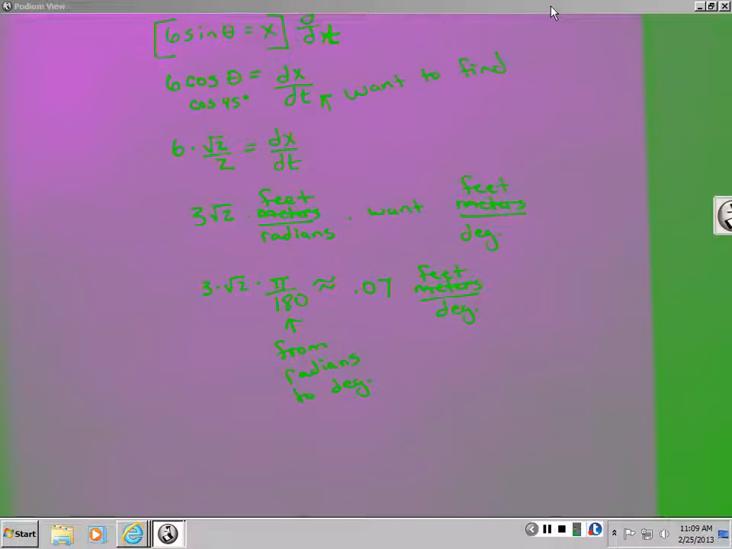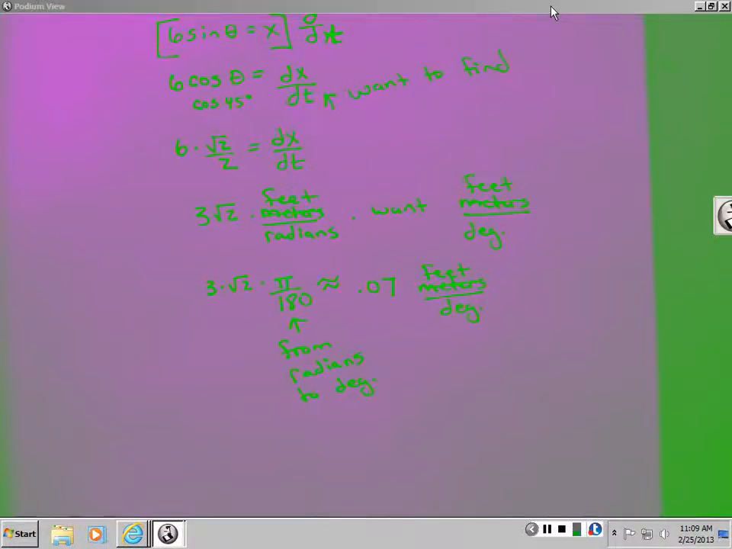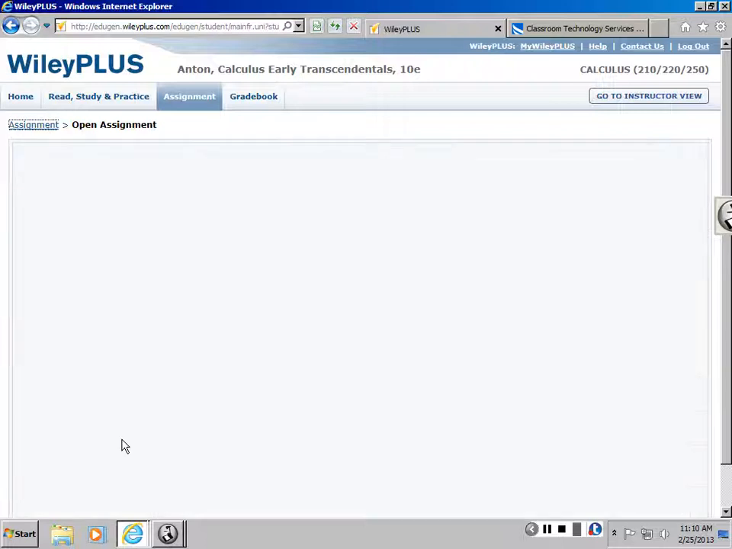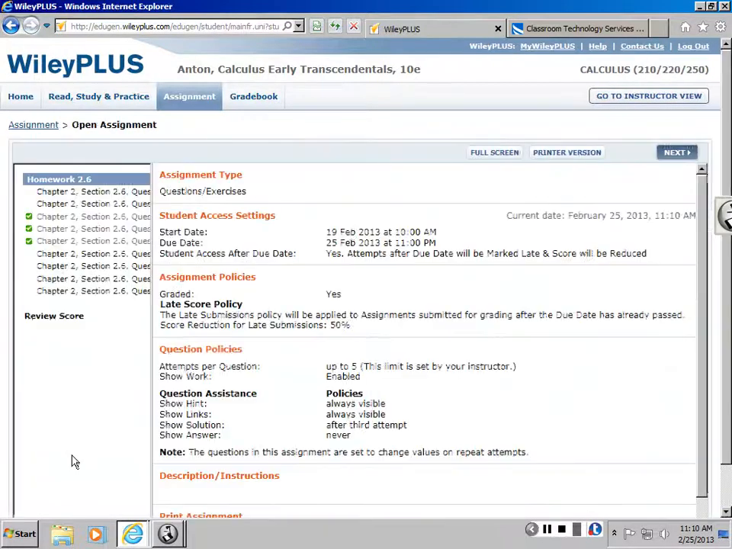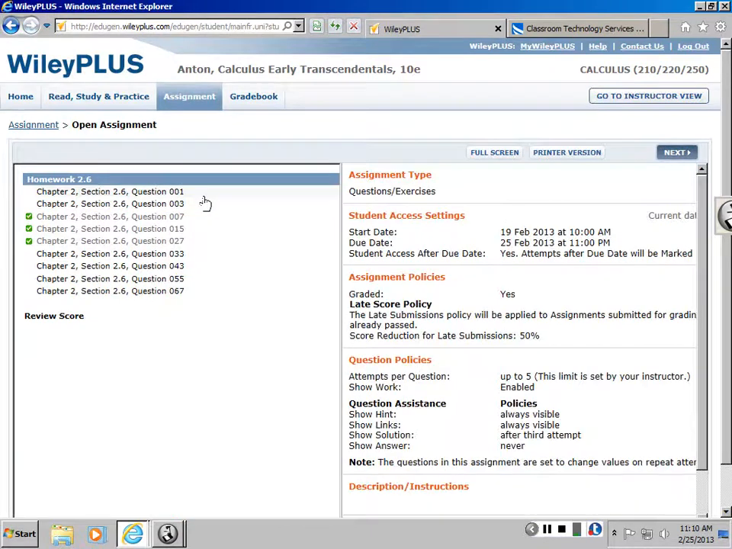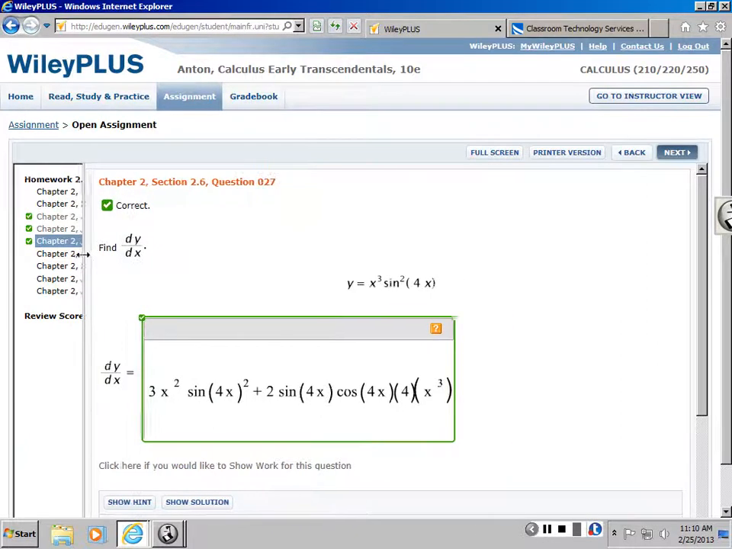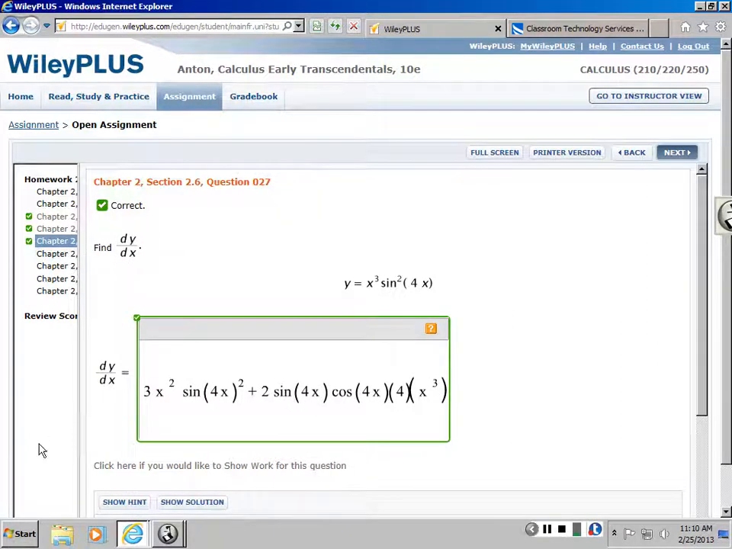Any questions on that? Any other questions on the Wiley homework due tonight? Question? 2.6. One, two, three, four, five. This one? Yeah. So when I did these, I did some of these in class. I don't know if you were here on Thursday or Wednesday last week.